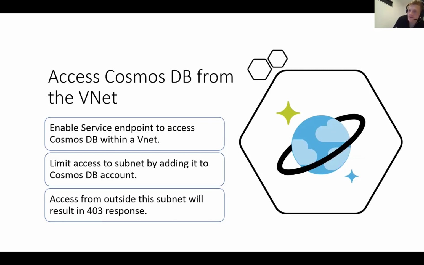Because by default, an Azure Cosmos DB account is accessible from any source as long as your request is accompanied by a valid authorization token. But once you start adding one or more subnets within vNets, only requests originating from those subnets will get a valid response. Otherwise, any requests from any other resource will get a forbidden response.